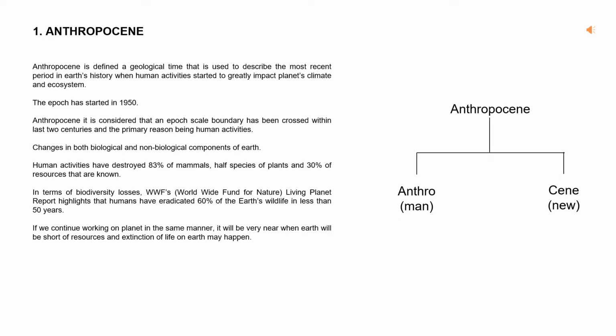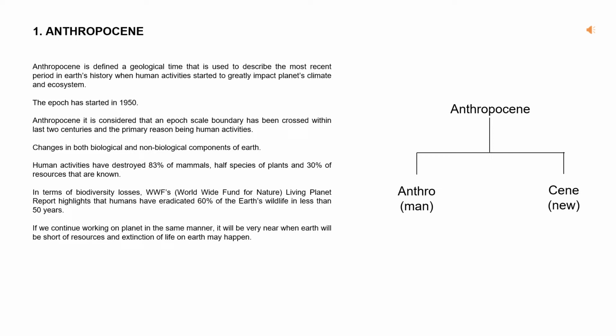So as to understand the negative impact that humans have created on Earth in the previous few decades, we may understand the epoch which is known as Anthropocene. Anthropocene is defined as a geological time period that is used to describe the most recent period in Earth's history, when human activities started to greatly impact the planet's climate and ecosystem.